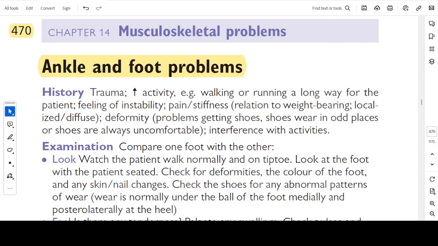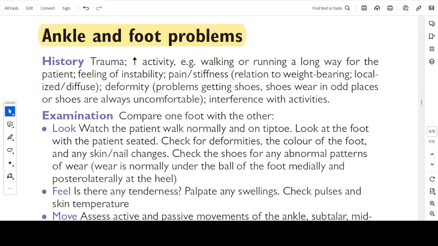We are at page number 470. Today's topic is musculoskeletal problems, ankle and foot problems. Let's start reading.